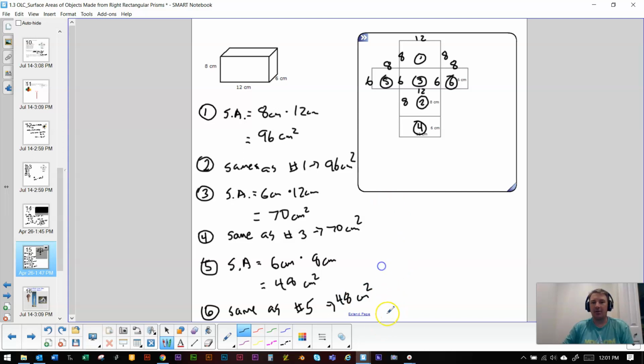So at the very end, the whole goal of doing all that, and you notice how I separated it out into 6 shapes, and I took my time with each of the sides to make sure I didn't make any mistakes. So the total surface area is going to be equal to all of those together. So 96 plus 96 plus 70 plus 70. I didn't make a mistake there.